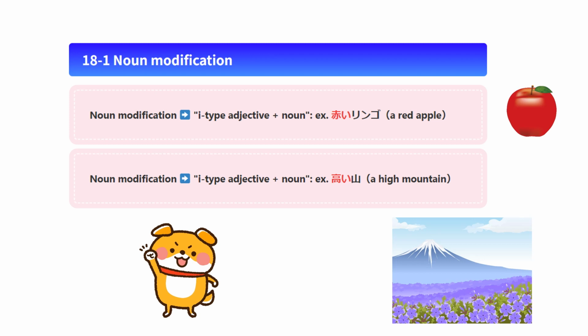First, let's study how I-type adjectives modify nouns. As I introduced at the beginning, for example, if you want to say red apple in Japanese, you use the I-type adjective that indicates red and then the noun, in this case the apple. So, let's try to say red apple in Japanese. 赤いリンゴ。 If you would like to say a high mountain in Japanese, you can say 高い山。 Did you understand how to modify nouns with I-type adjectives? It's so easy.